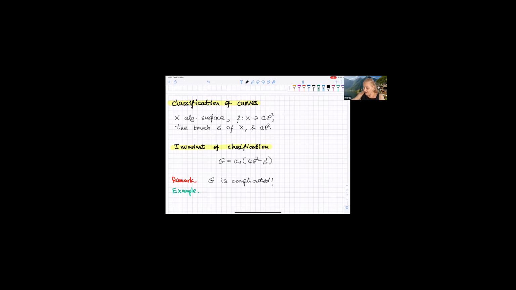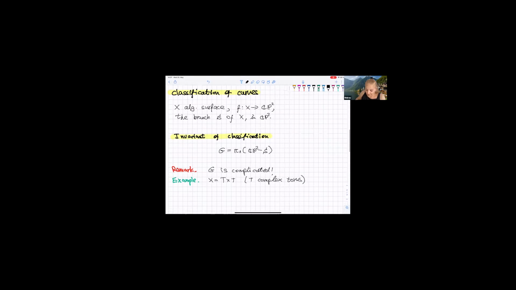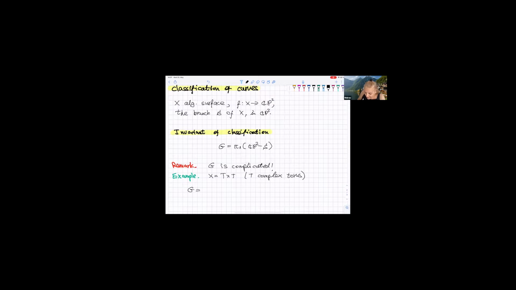Long time ago, I tried to deal with this surface, X equals T times T, where T is a complex torus. I found out that the group G is generated by, you will see right away, by 54 generators. I denote them by gamma i. And it had more than 2,000 relations. So that was terrible at that time.